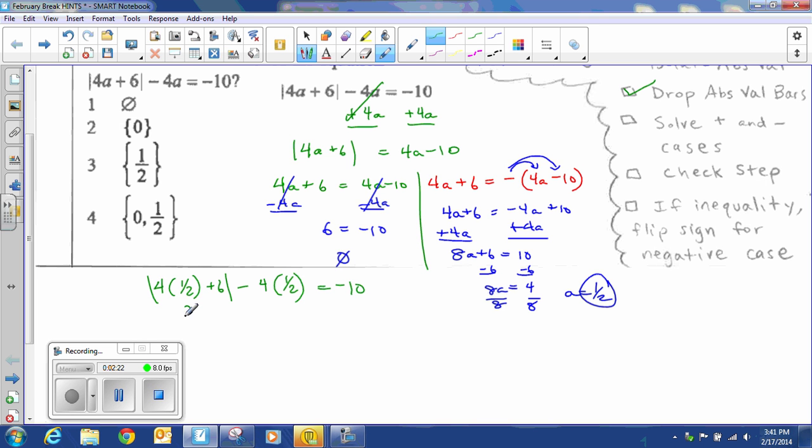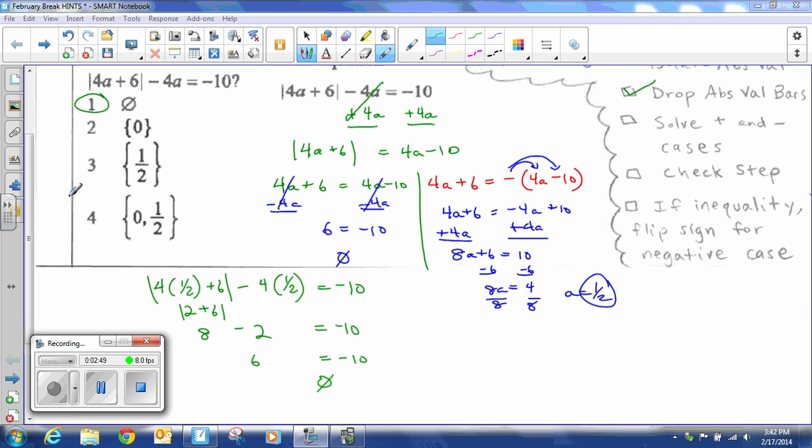4 times 1/2 is 2, plus 6 is 8, and the absolute value of 8 is 8. 4 times 1/2 is 2, and 8 minus 2 is 6. Now does 6 equal negative 10? No, it does not. So therefore this answer is no solution.